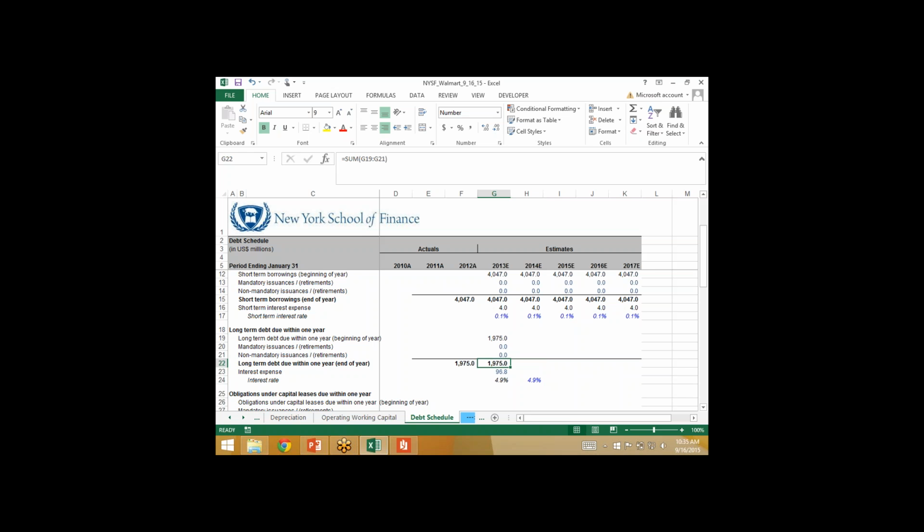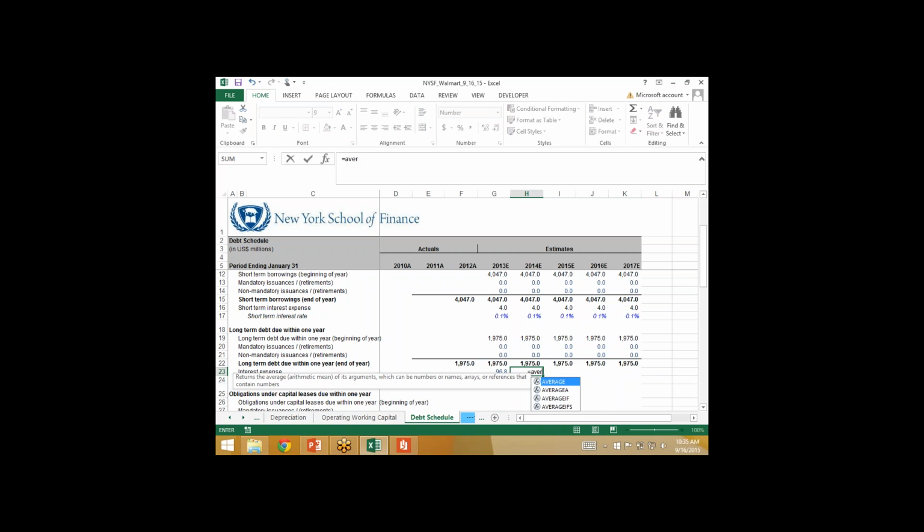And I'll copy the top section to the right, the 1975. And I'm just going to recalculate my interest expense as I did above. I'm going to do the average, beginning of year, end of year, times the rate. It's going to look like 96 for now. But that might change if we happen to do future paydowns. That's one way to do it.